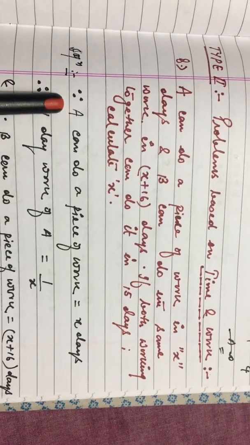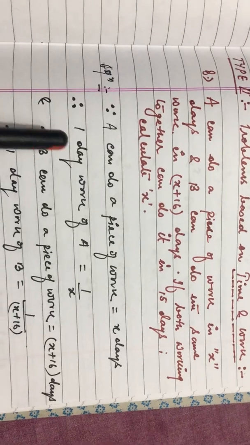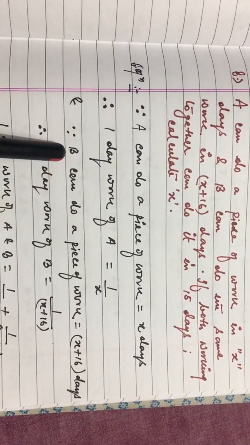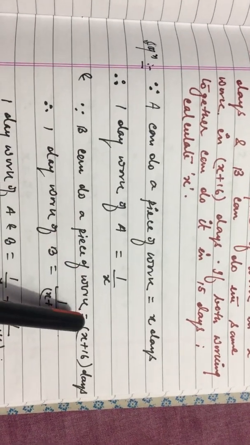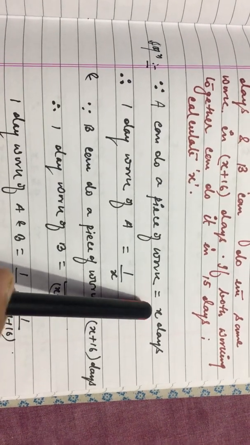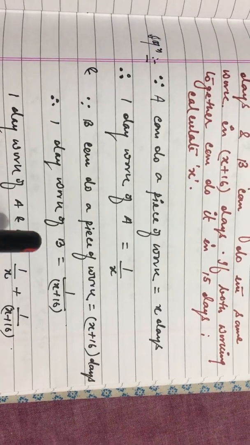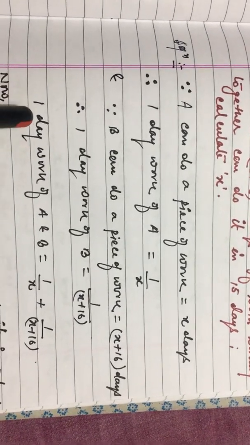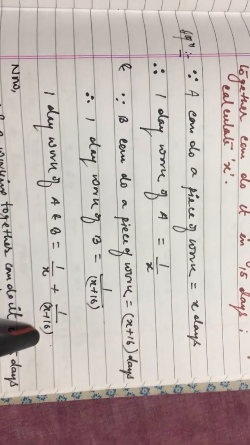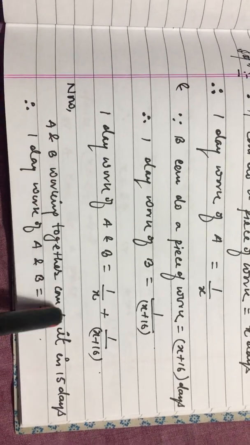It is already supposed here that A can do a piece of work in x days. Then we calculate 1 day work of A, that is 1 by x. B can do the piece of work in x plus 16 days, so 1 day work of B is 1 by x plus 16. Whatever the days, you have to take the reciprocal, because time and work are inversely proportional. Now it is also given that A and B working together can do it in 15 days.